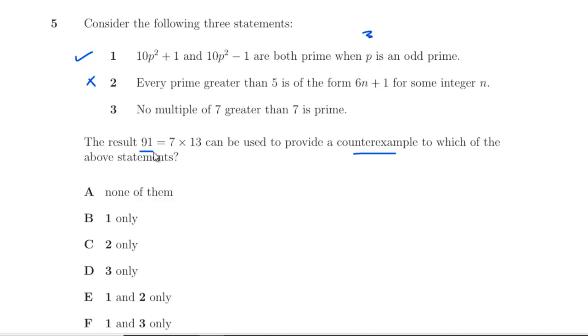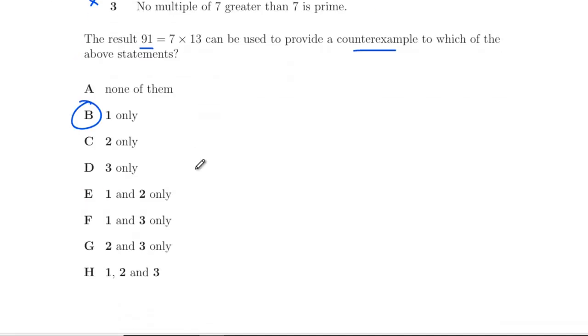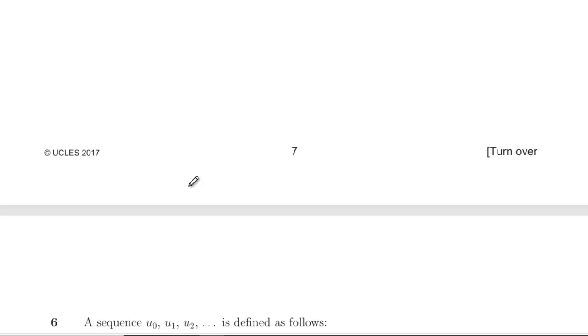And then for number 3, no multiple of 7 greater than 7 is prime. Well, of course it isn't, because it's a multiple of 7. So we can't have a counterexample of that because that's just obviously true. So it must be only 1, which is B. Okay, different type of question, that one.